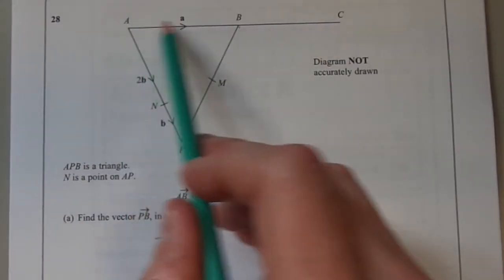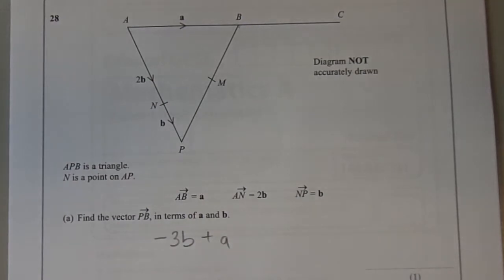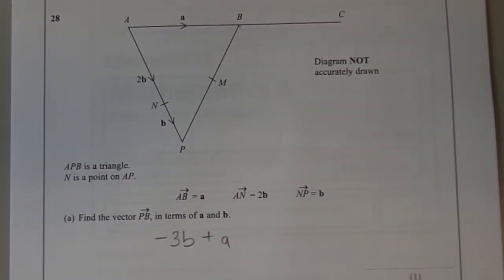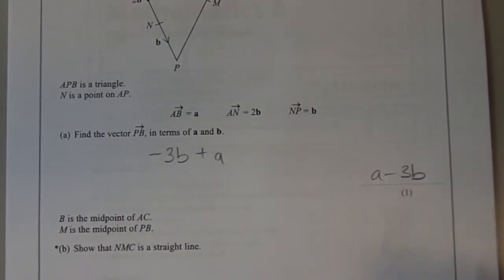To get from A to B, we travel along the vector A. So there is your vector in terms of A and B. You can write them the other way around as well. Make it a bit neater.